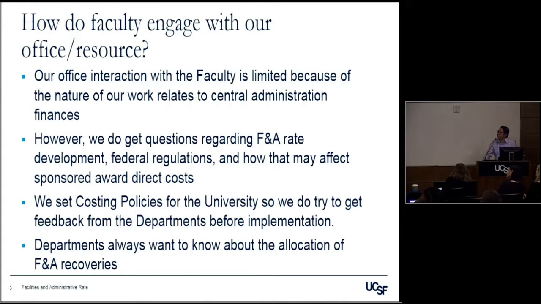How do faculty engage with our office? Our office interaction is very limited, right? Because we're central administration finance. However, we do get questions regarding F&A rates, development, what's in that 60% rate, federal regulations, and how that may affect their sponsored awards direct costs. Again, we set the costing policies. And the last bullet: departments always want to know about the allocation and F&A recoveries back to them. Okay, so what am I getting back?